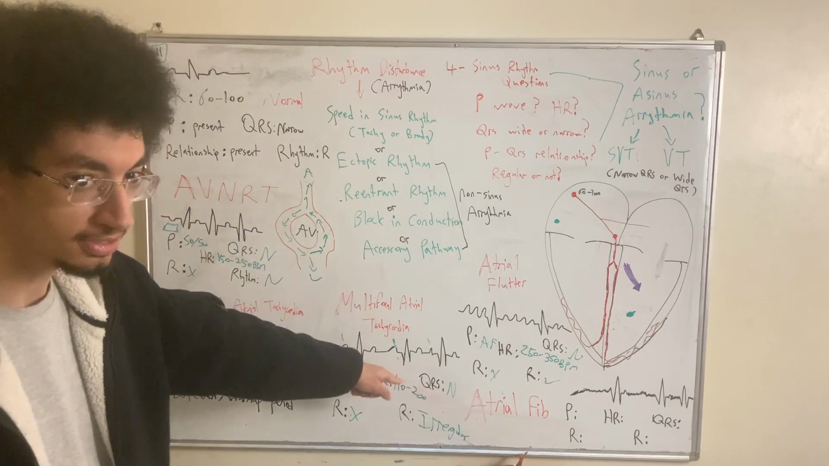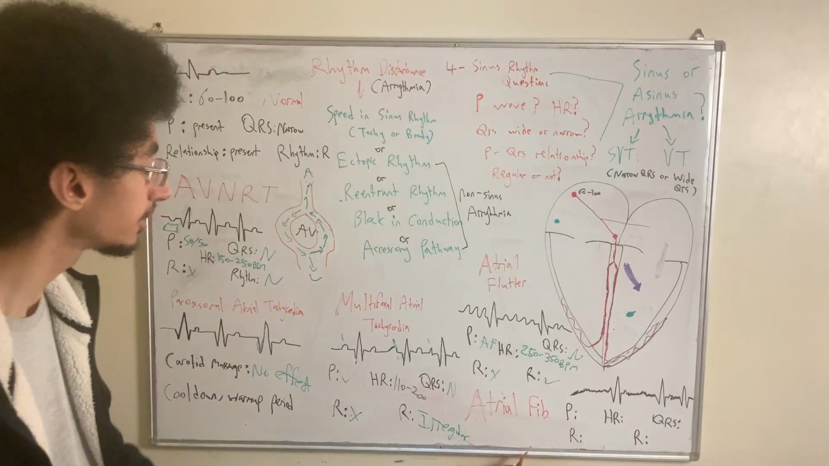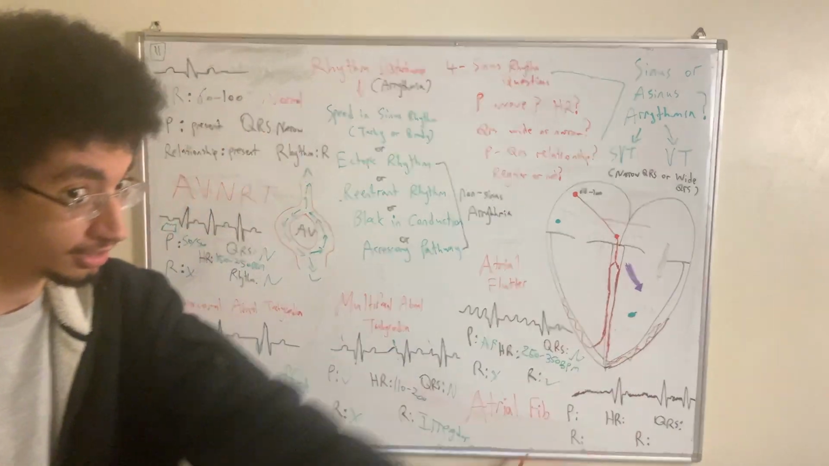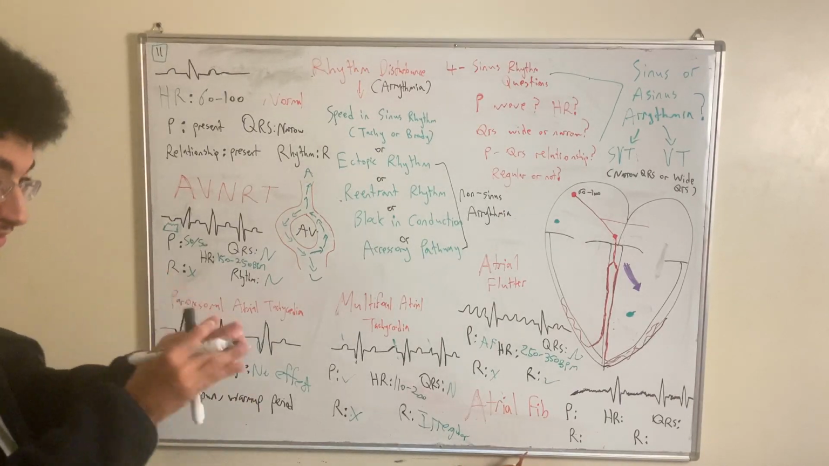So in atrial flutter, you might have a regular rhythm. You might have the presence of atrial flutter waves followed by a narrow QRS complex. You might have a heart rate of 250 to 350 beats per minute, and the relationship between the P wave and the QRS is affected.